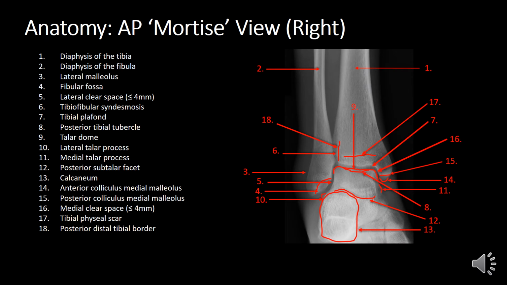Here we see a normal AP mortise view of the ankle. Take a little bit of time to refresh your memory of the normal anatomy here. You may wish to pause the video for a short time until you've completed that.